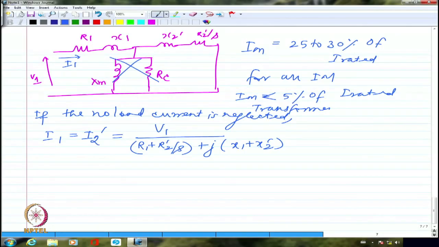Right? What I have written is the overall impedance of the induction motor. R1 plus R2 dash by S is the real part of the impedance. X1 plus X2 dash is the imaginary part of the impedance. Am I right?